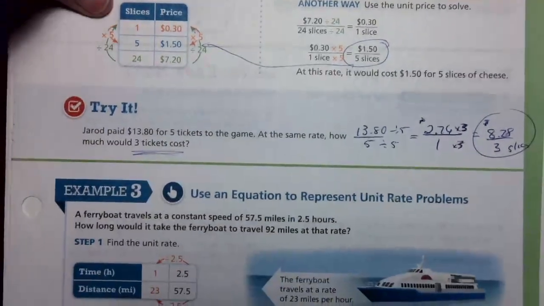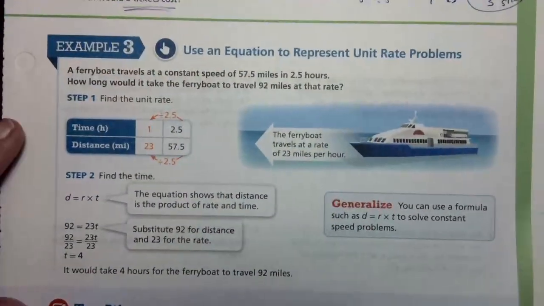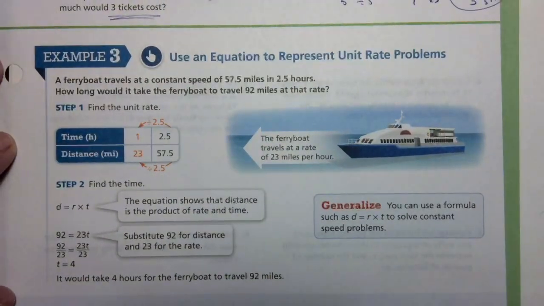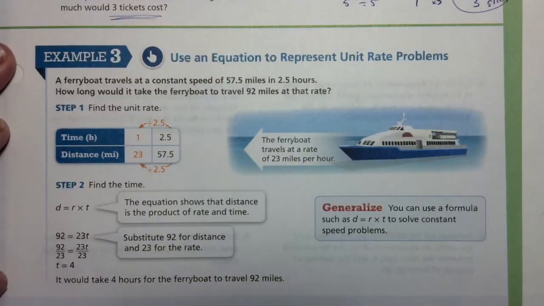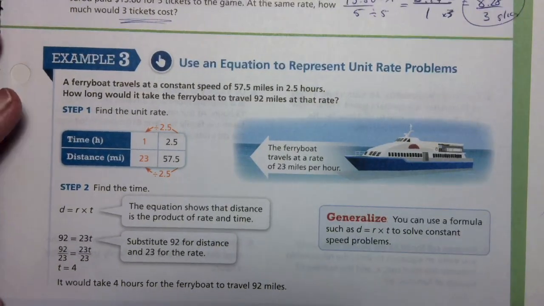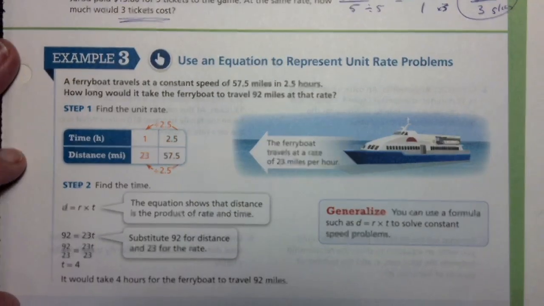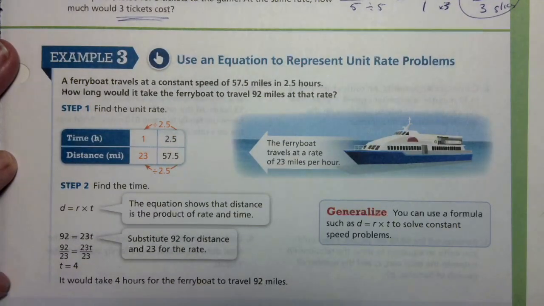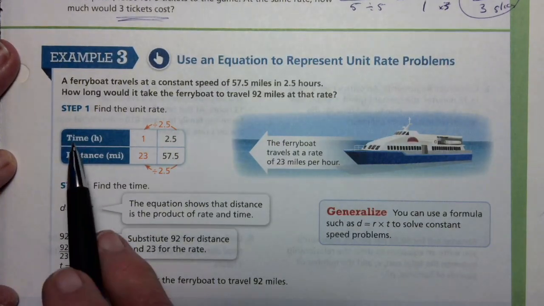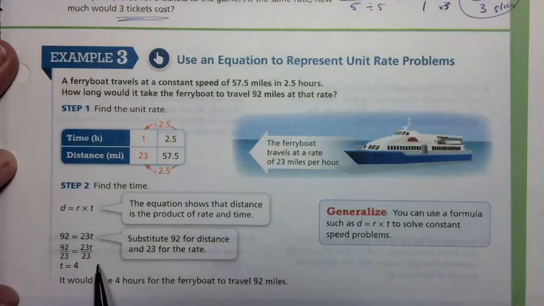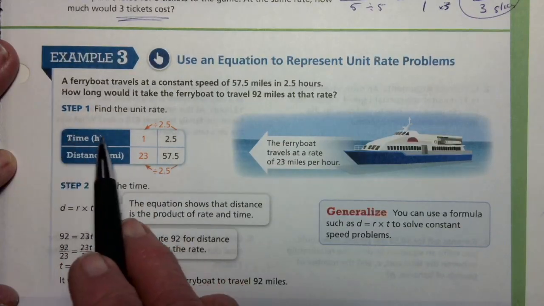All right, let's look at example 3. Use an equation to represent unit rate problems. A ferry boat travels at a constant speed of 57.5 miles in 2.5 hours. How long would it take the ferry boat to travel 92 miles at that rate? Okay, here's their chart with time and distance. They're going to go this many miles in this much time.